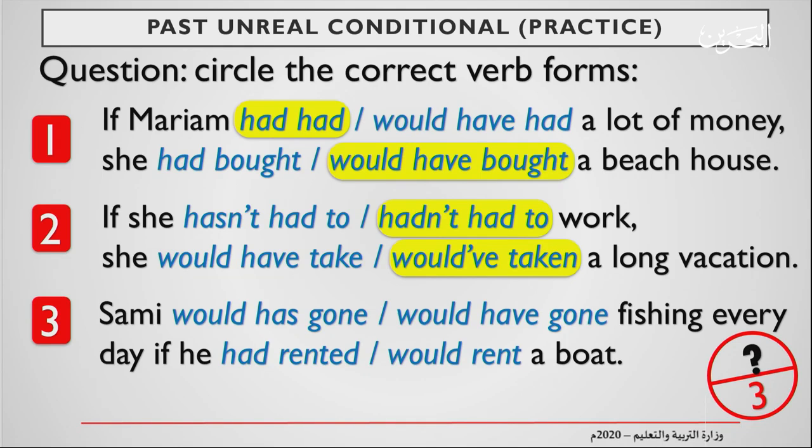Third one: Sami would has gone or would have gone fishing every day if he had rented or would rent a boat. 5 seconds. Let's check the answer now. For the first one, Sami would have gone fishing every day if he had rented a boat. Now give yourself a mark of 3 and let's carry on.